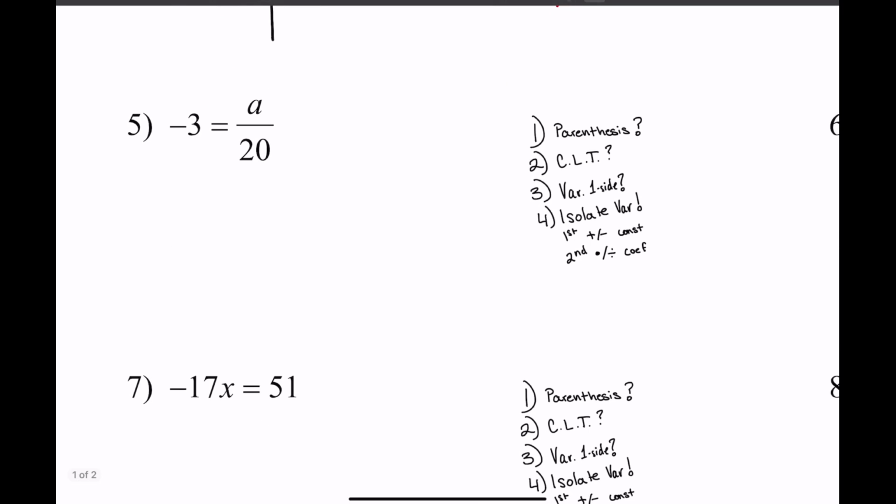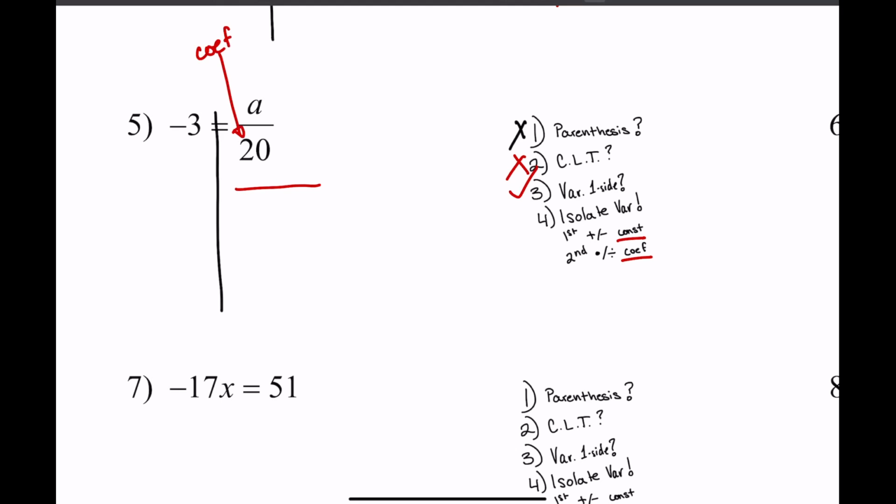So we'll draw our balance bar again. This leaves us, let's do our checklist, sorry. Parentheses, no. Combine like terms on this side of our equation? Variable on one side? Sure is. Time to isolate. So we got to figure out if we got a constant or coefficient. Well, in this case, it is attached to our letters. So this is going to be a coefficient.